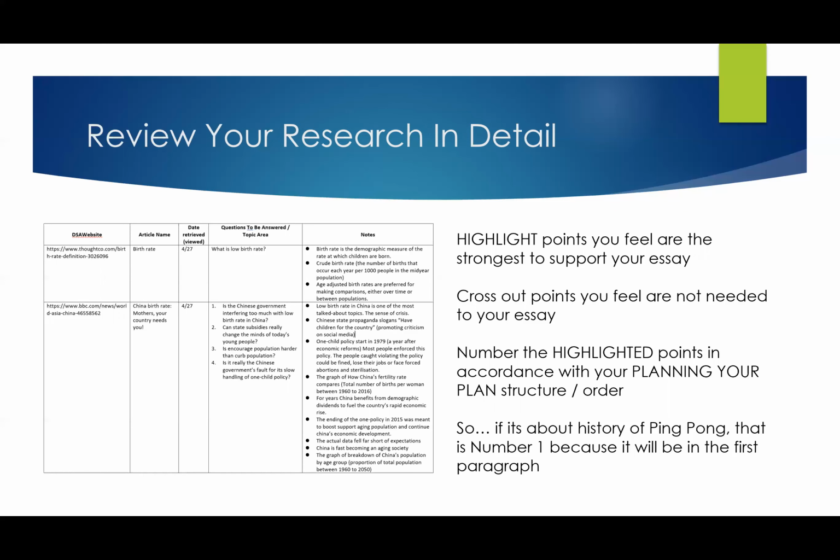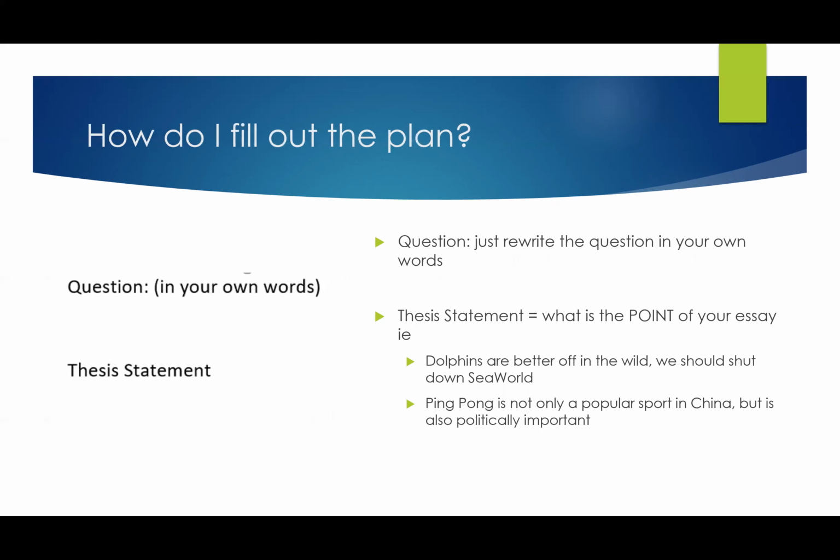So next, having a look at your research helper and your planning your plan document, I want you to write a number 1 if it's for the first paragraph, a number 2 if it's for the second paragraph. And so we're starting to put things in the right order. So as you can see down here, if it's about history of ping pong, that is number 1 because it will be the first paragraph, okay? So number 1 is usually history or context. So even if it's down the bottom in your research helper, you're going to highlight that and write a number 1 next to it, just so that you can double check that.